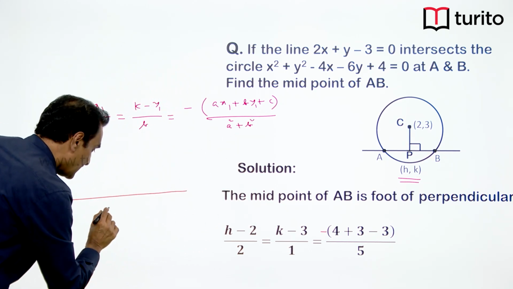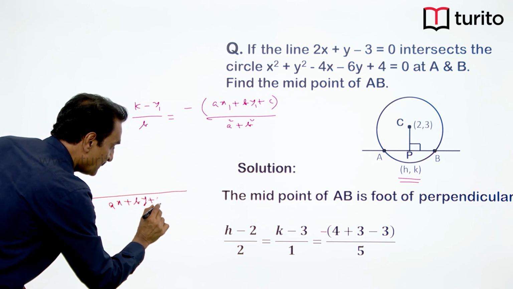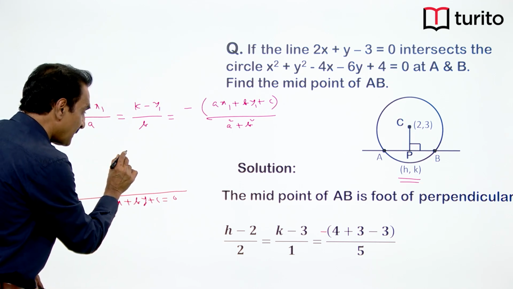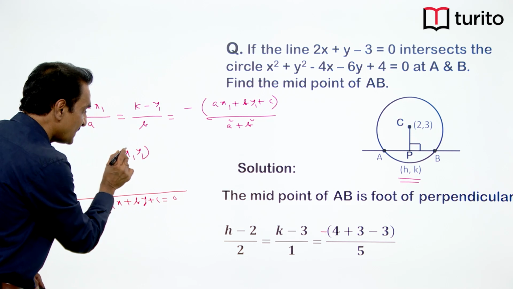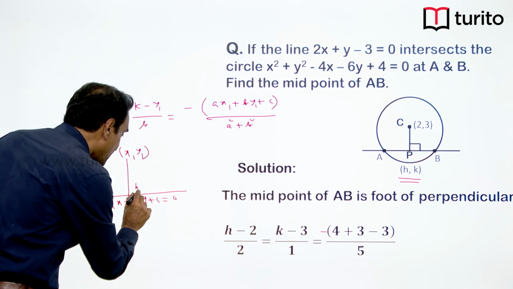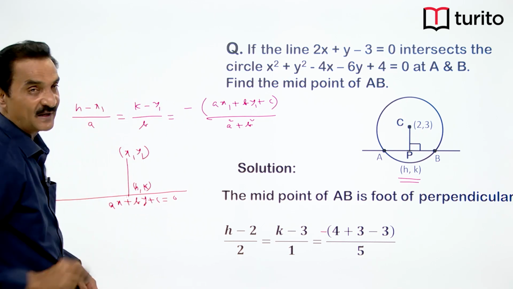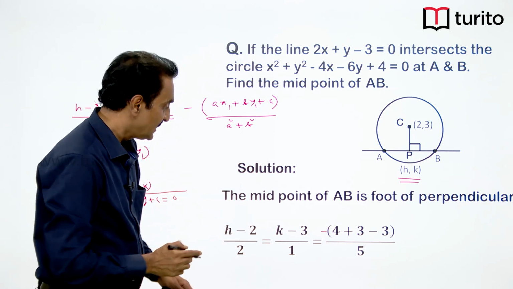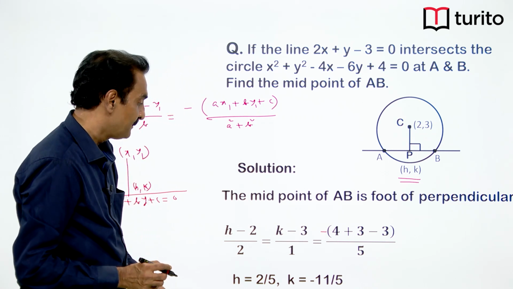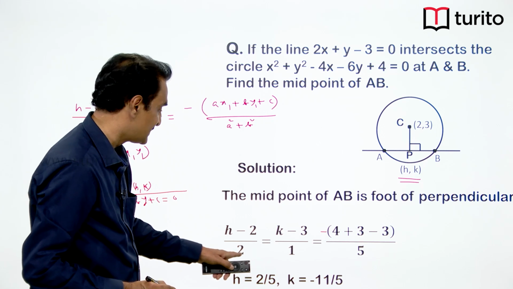If the line is ax plus by plus c is equal to 0, and you want the foot of the perpendicular from a point x1 comma y1 to this line, if the foot of the perpendicular is h comma k, then the formula for h comma k is given by this formula. I used it. Now after calculation we get h is equal to 2 by 5 and k is equal to minus 11 by 5. Let us check.